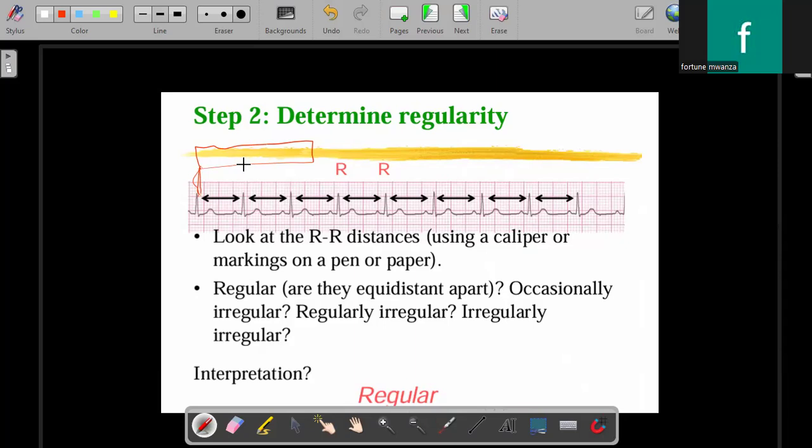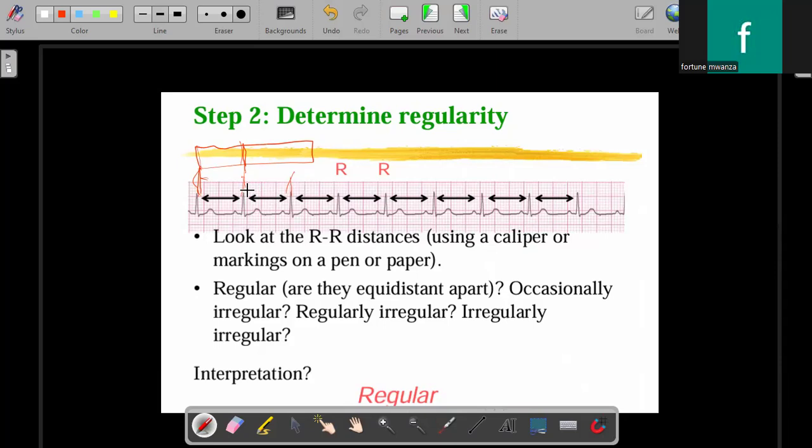Then I also mark in line with the second R wave. Okay, so I mark like that, and I get the distance from here to there. Now if I want, I can cut this sheet straight there, just make sure you cut straight, or you can just mark it like that. Then you'll be getting this sheet, and you place it on the second one. If it's fitting on the second one, just know that your ECG is regular.